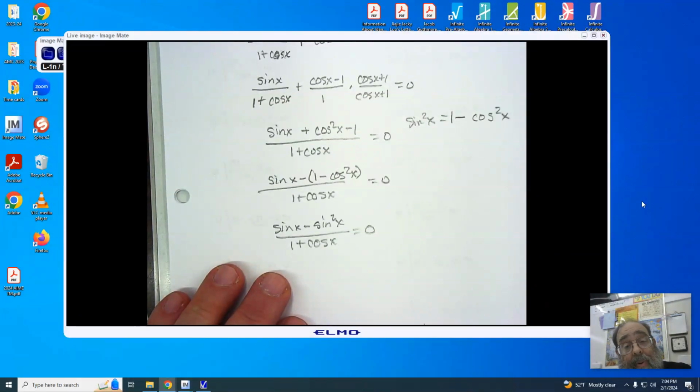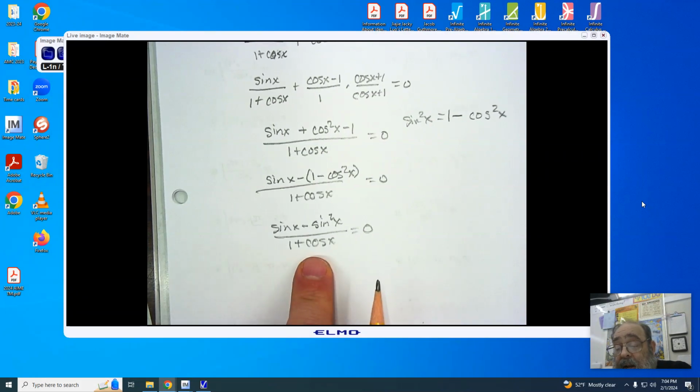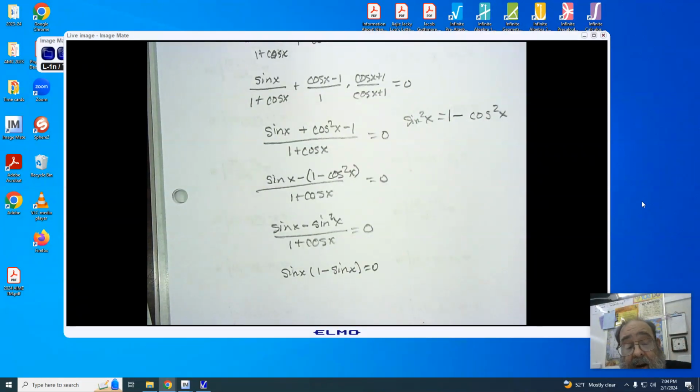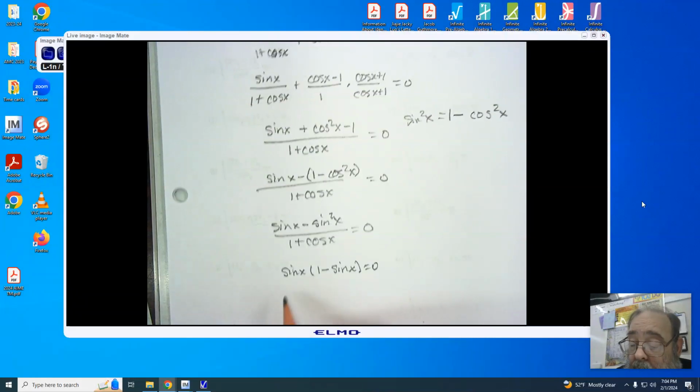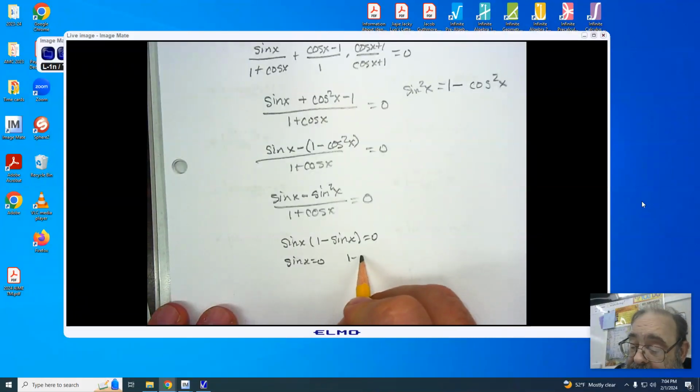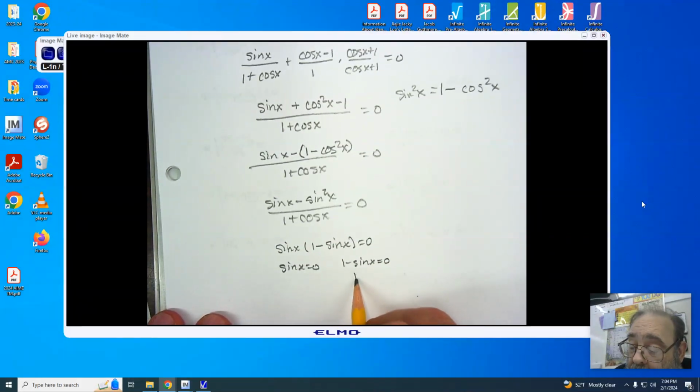So I'm going to have to go back and check my answers and make sure I eliminate anything that creates a 0 in the denominator. Here we go. I now have sine of x, which I can factor, into 1 minus sine of x, equaling 0. Notice it's only the numerator that I'm going to make equal to 0. That means that the sine of x equals 0, or 1 minus the sine of x equals 0. If that's the case, I want 1 equaling the sine of x.